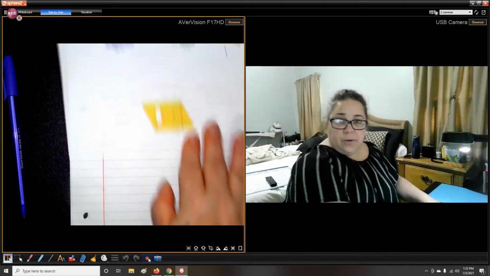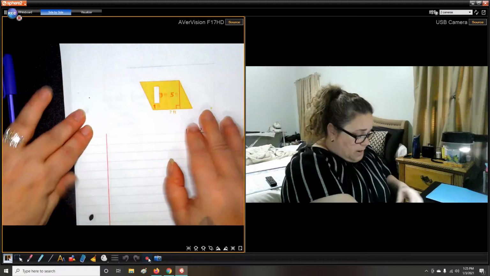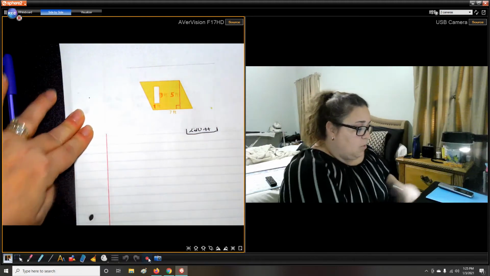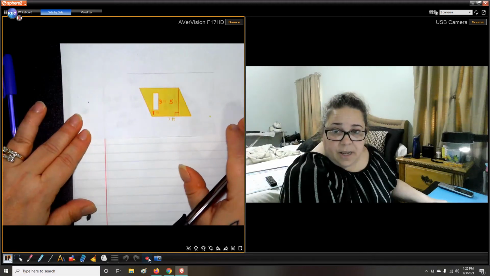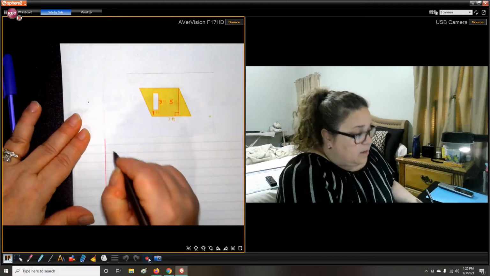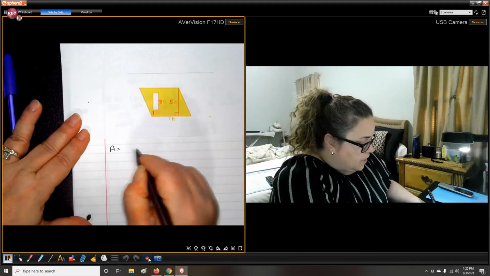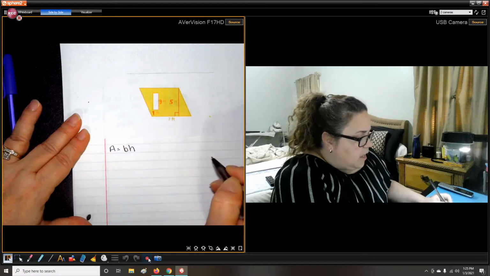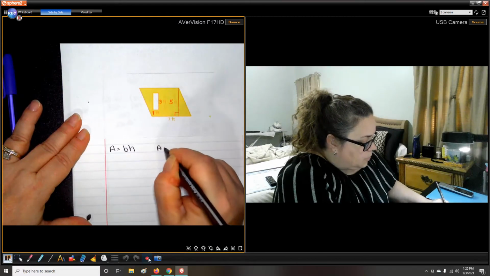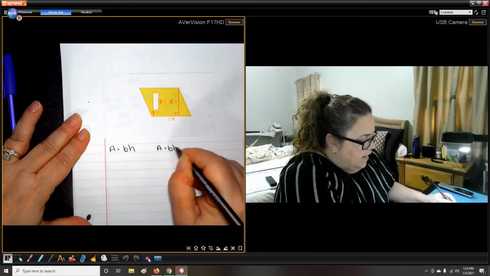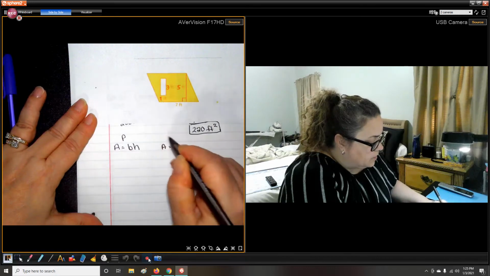Okay, so now I have this parallelogram. I'm trying to figure out what is the area for the shaded region. Okay, so again, parallelogram, I know my area formula is area equals base times height. And then for the rectangle, area equals base times height. And I do my formulas ahead of time. So this is my parallelogram, this is my rectangle.